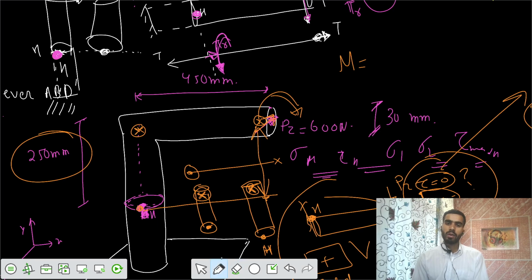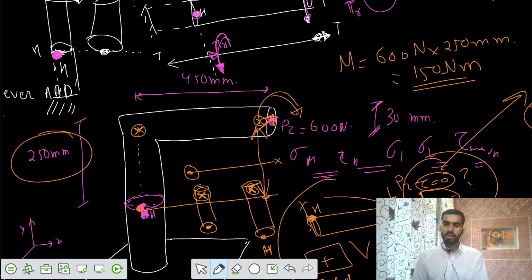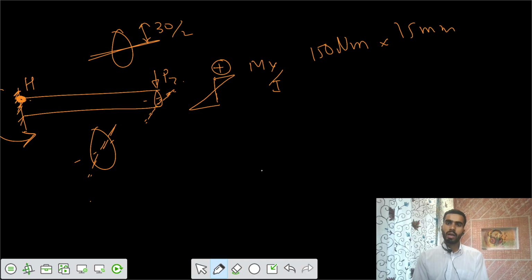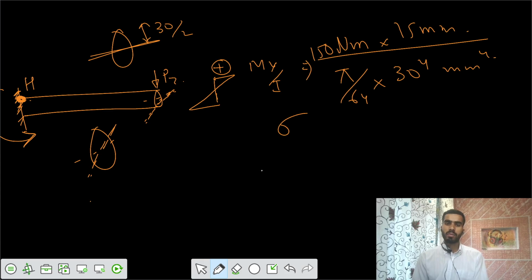The value of M we have developed equals 600 Newton into 250 millimeter, that is equal to 150 Newton meter. So we can have 150 Newton meter into y. The value of y we can have, maximum, is 30/2, that's 15 millimeter, and the value of I would be equal to pi by 64, 30 power 4 millimeter power 4. So you can have the bending stress sigma, but the stress that has developed is not in the x direction.